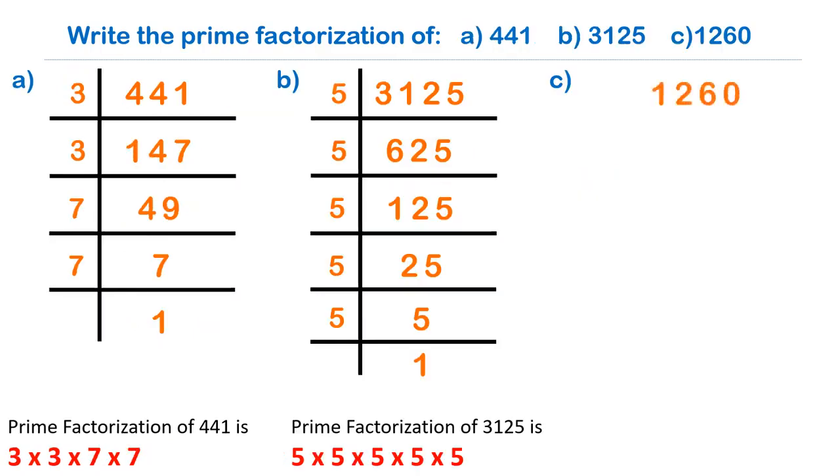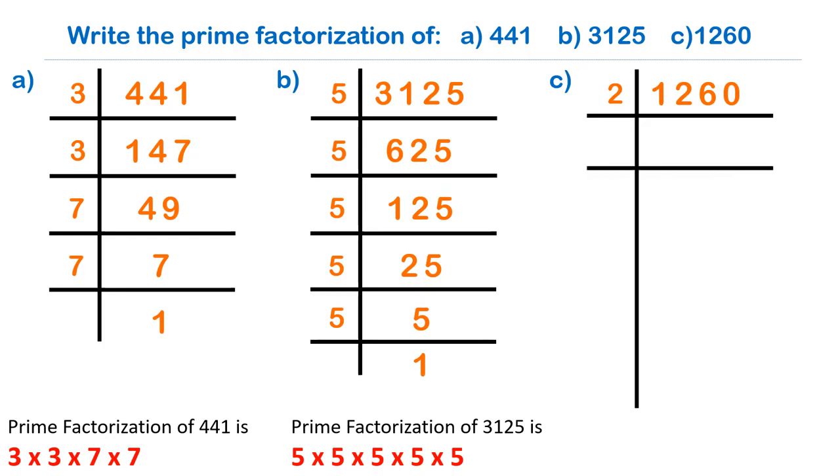Now let's solve another example. Question number C, 1260. 1260 is an even number, so it is divisible by 2. Write 2 to the left of 1260 and divide. If we divide 1260 by 2, we get 630. See, 630 is also an even number, so it is divisible by 2. So write 2 to the left of 630 and divide. We get 315.